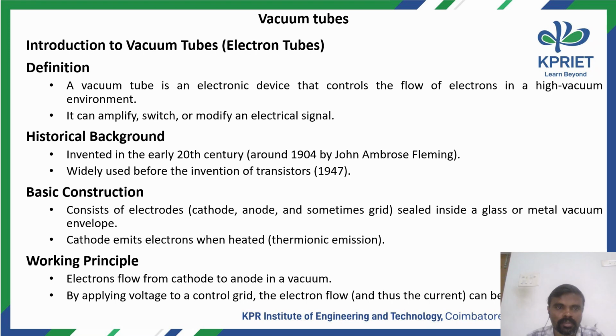Then by application, a vacuum tube can be used to amplify, that is, when a weak signal is given, it can get amplified. A small portion of signal needs to be amplified in the output. In such cases, that magnification is done by the amplification process. So it is one of the applications of vacuum tubes.